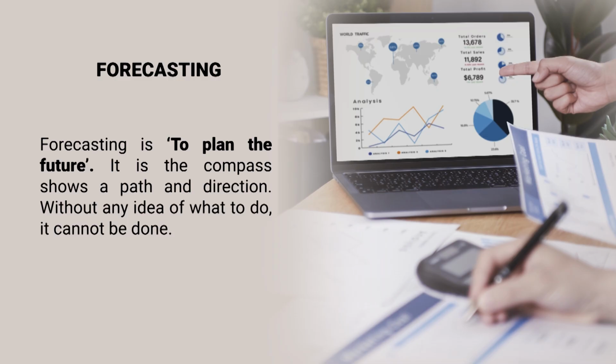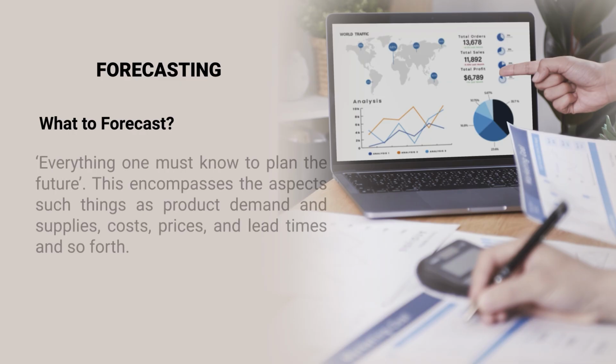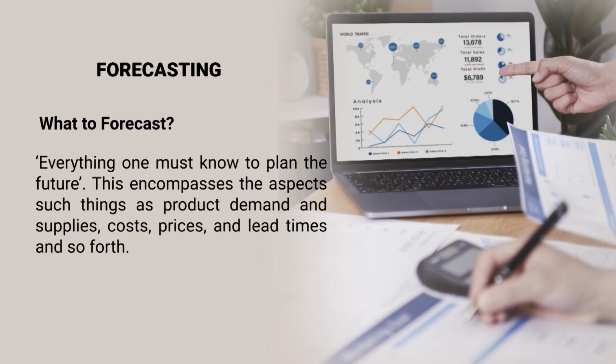It is like a compass. What does a compass do? A compass shows a path and direction. But without any idea of what to do, it cannot be done. What to forecast? One must know everything to plan the future: the compass, the aspects and such things so forth.